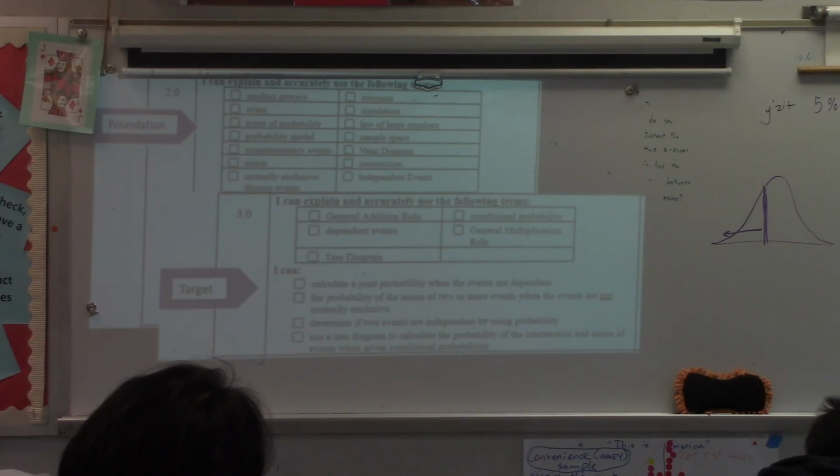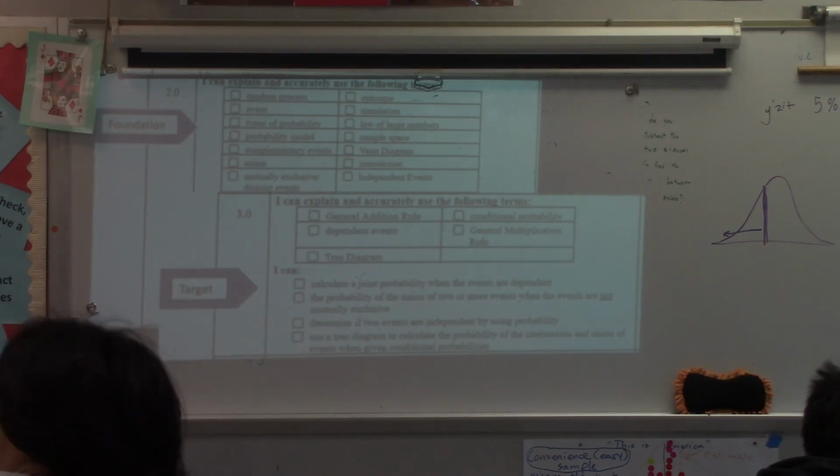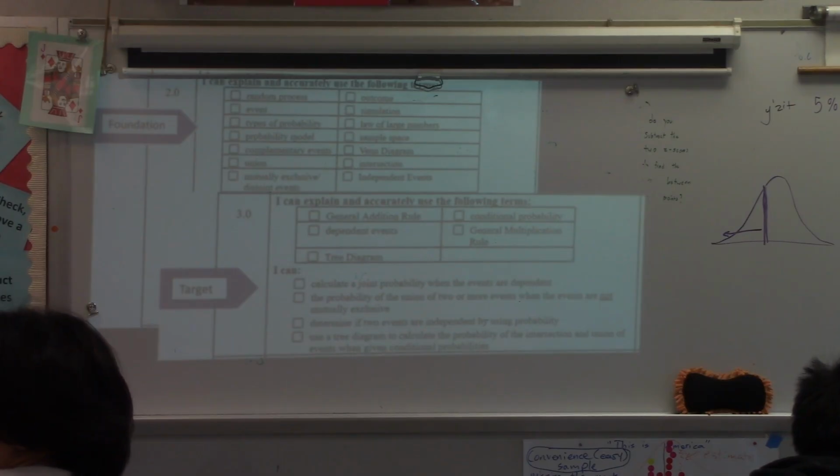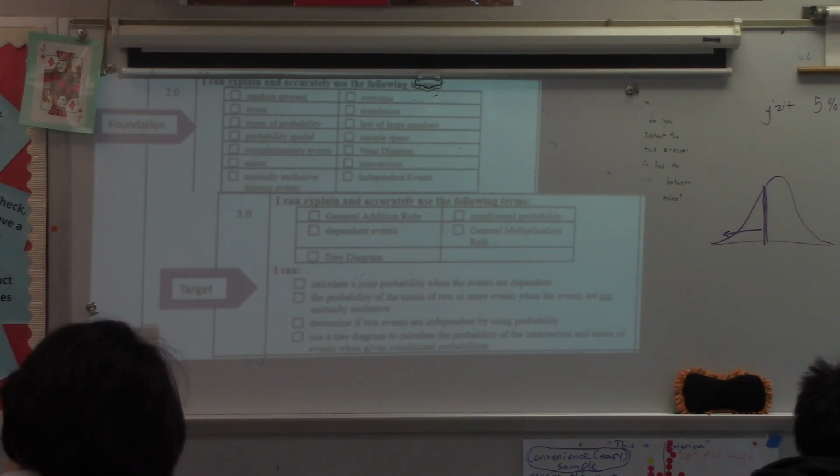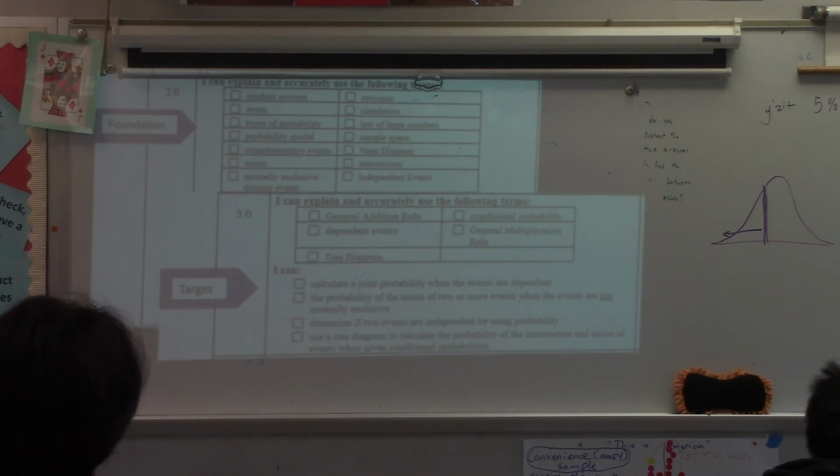Before the test tomorrow, can we go over joint, relative, conditional, and marginal? Can we go over that one more time tomorrow?